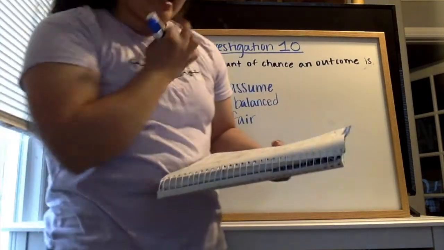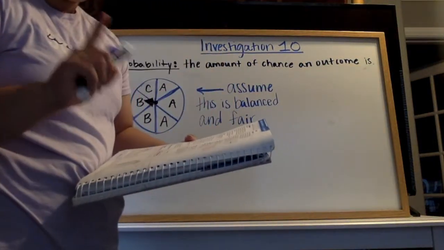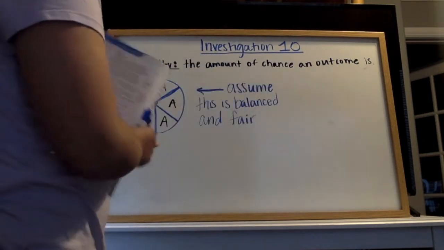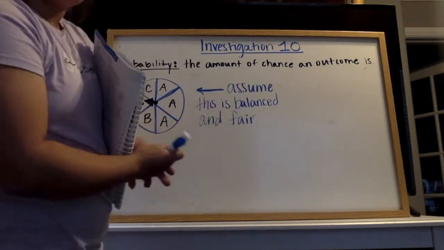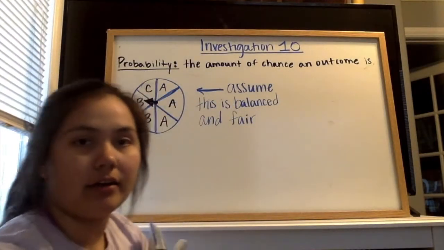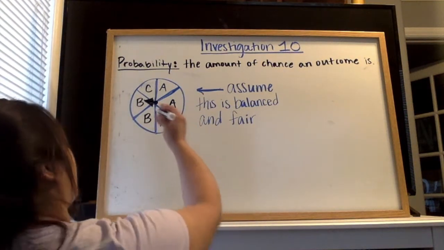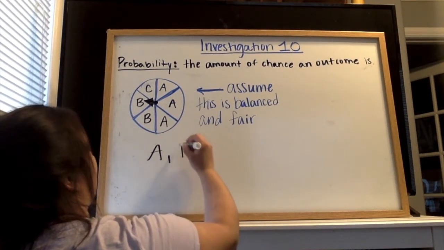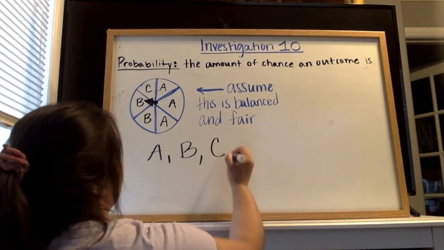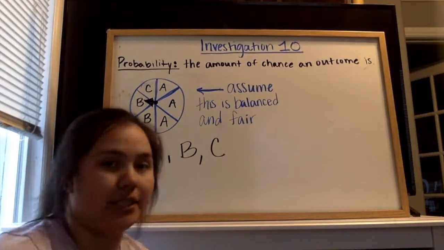Number 1 says, if the arrow is spun once, what outcomes are possible? Well, if we spin this, we're only going to be able to land on 3 letters. We have an A, we have a B, and we have a C. There are no other options for an outcome.